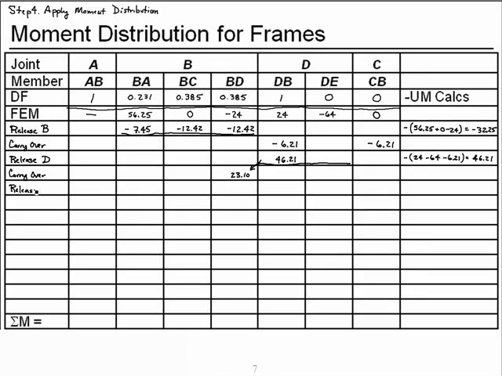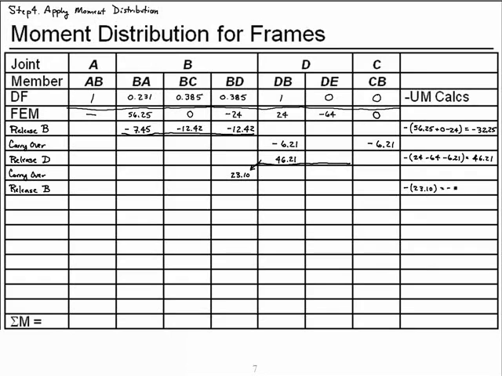We won't get any moment at node A in this process, so we don't need to release node A. We won't get anything distributed back at node C, so we don't need to release C. So let's go back to node B. And the unbalanced moment is the 23.10.